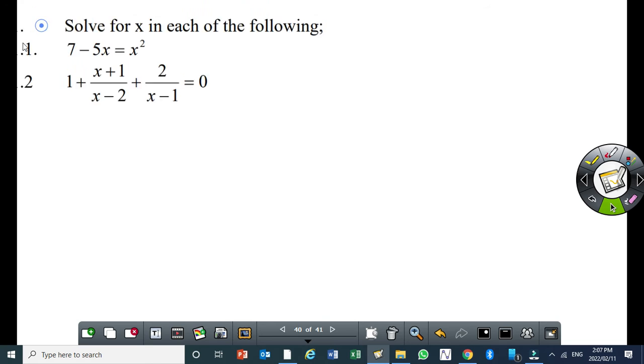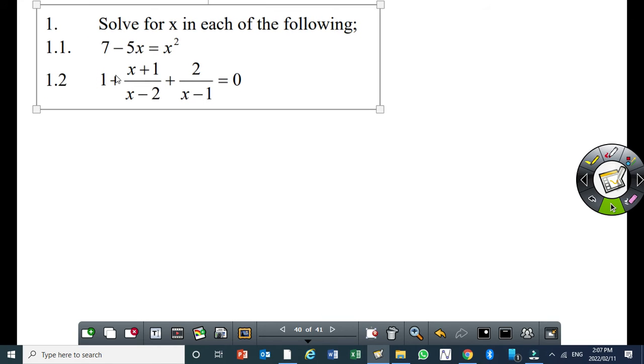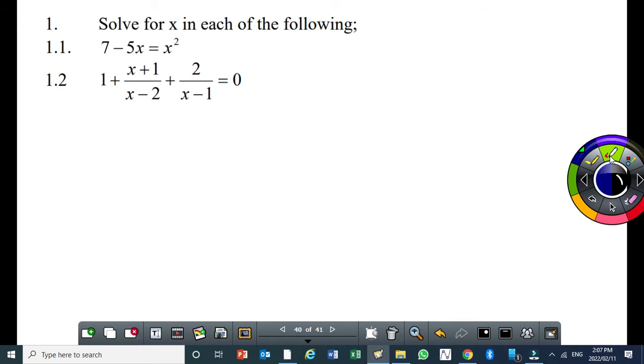This way. So this question 1.1, I'm going to solve that by completing the square. So we have 7 minus 5x equal to x squared. If you get any equation like that, you have to check if it's in standard form. If it's not, convert it to standard form.